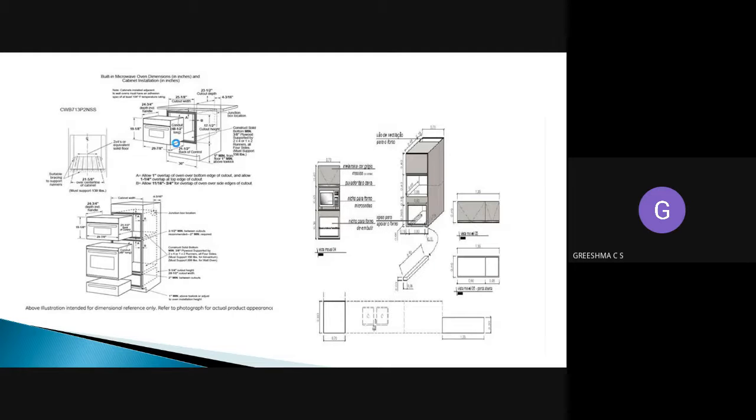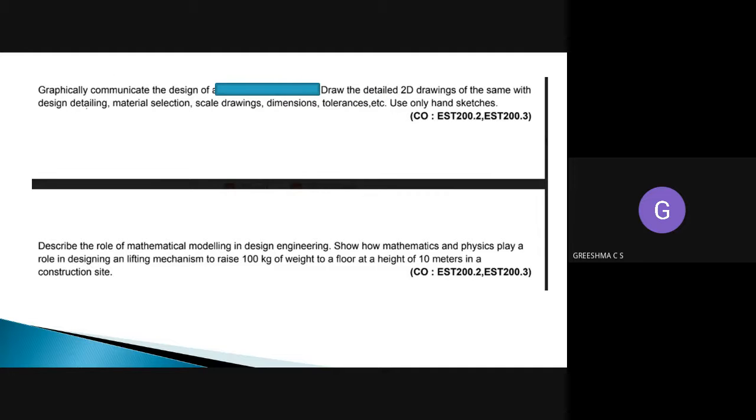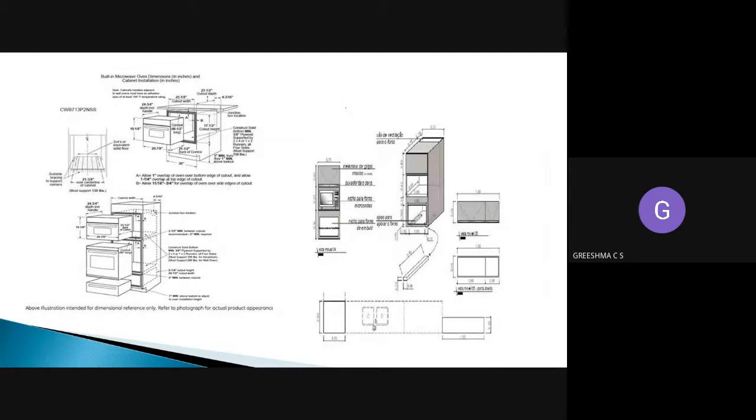Now they have asked you to detail. See, they have asked to make a detail about the details, material selection, scale drawings, dimensions and tolerance. So all these things have to be included in your drawings. So see this drawing, which includes all the details about the microwave oven.